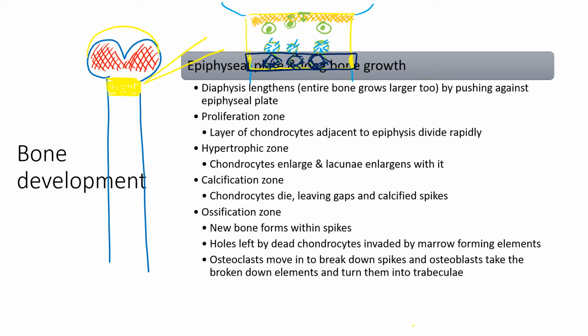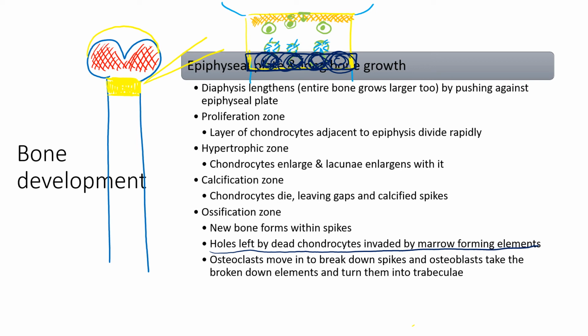Okay, and remember you have this sort of growth ring pattern to them. You start to see that sort of organization. Newborn bone forms within the spikes. Holes left by dead chondrocytes are invaded by marrow-forming elements. So you have these open holes that used to have a chondrocyte, but now the chondrocytes are dead and gone.